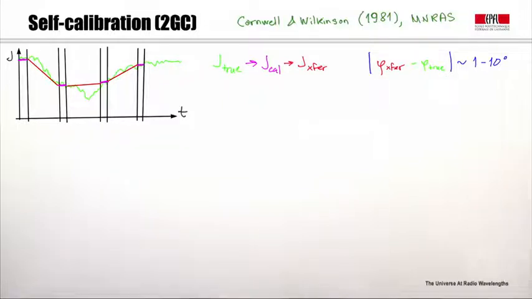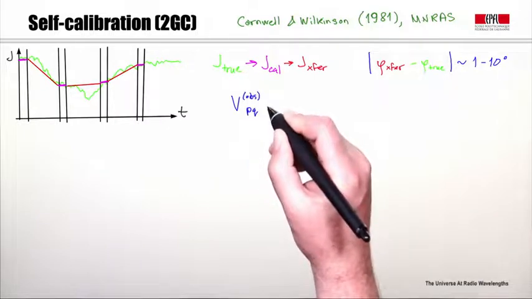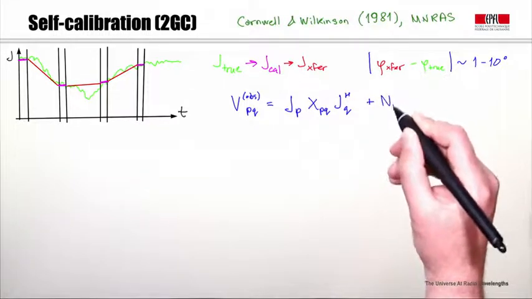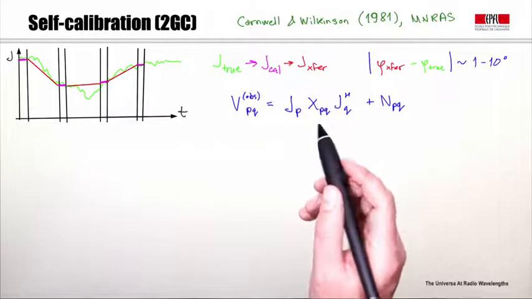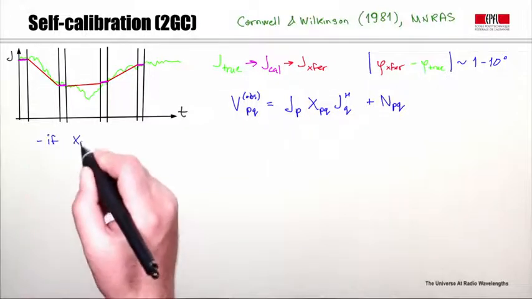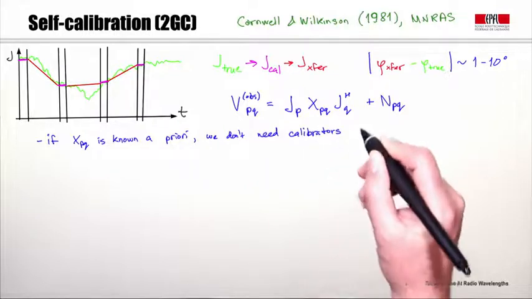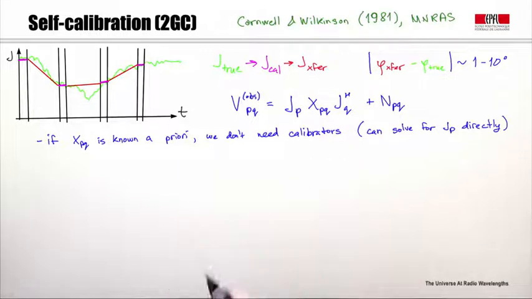Well, let's consider the RIME here again. So observed visibility is J_p times the sky, X_pq here, times J_q conjugate, plus a noise term. Now, if we somehow knew the target sky a priori, we could just solve for J here directly, without any need for calibrators, right? But if we knew the target sky already, we wouldn't even need a telescope. So why are we even observing if we already know about it? That's right, we don't really know it. But can we get a reasonable estimate for it? Well, yes, that's what calibration is for in the first place, right?